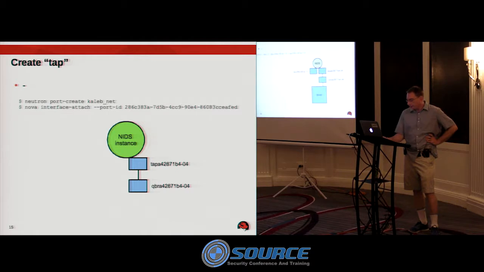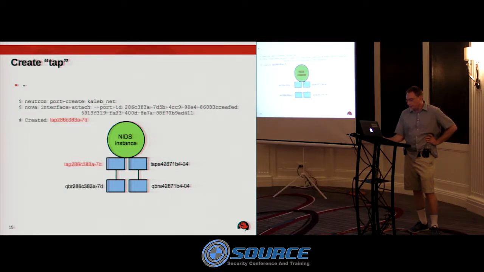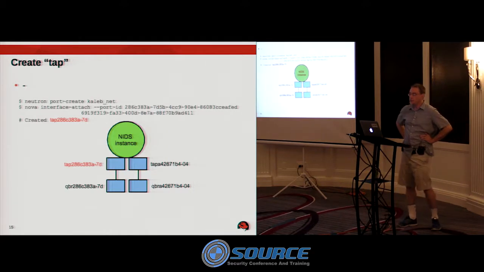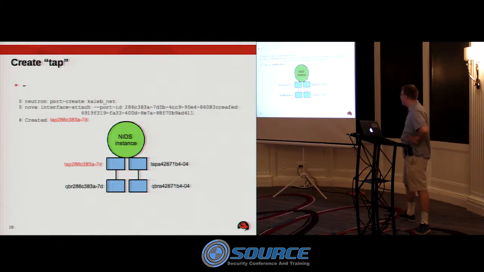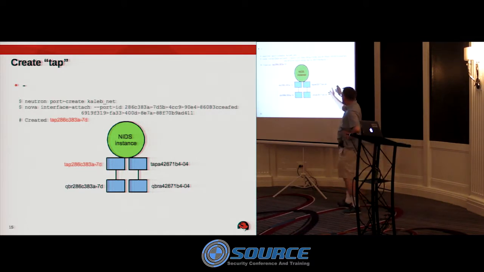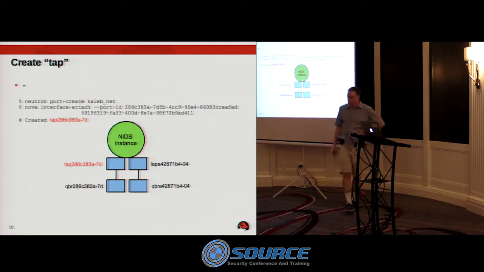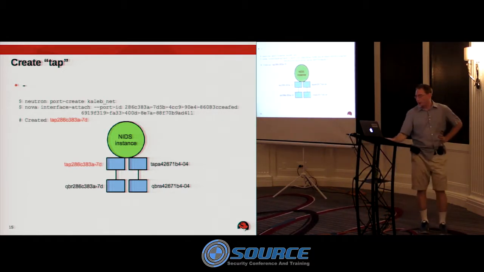Actually, I'll just fly through this because at this level of detail it might be a little too much in the weeds. But basically, I'm going to the instance. I'm attaching another interface to it. That creates a firewall, and that creates two interfaces, one connected to the instance and one connected to the integration bridge.